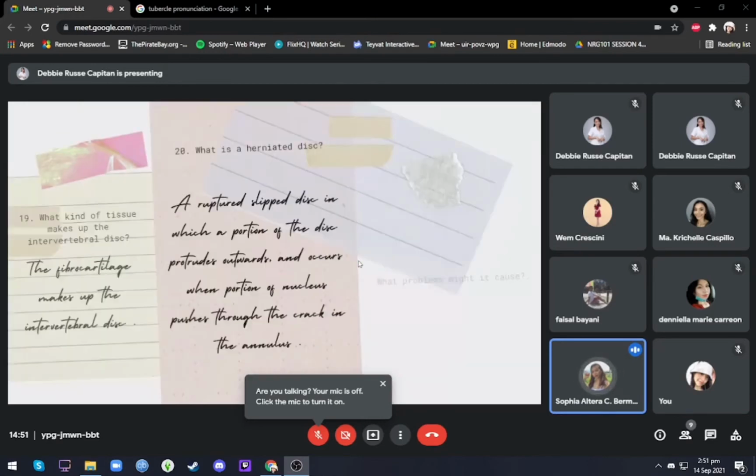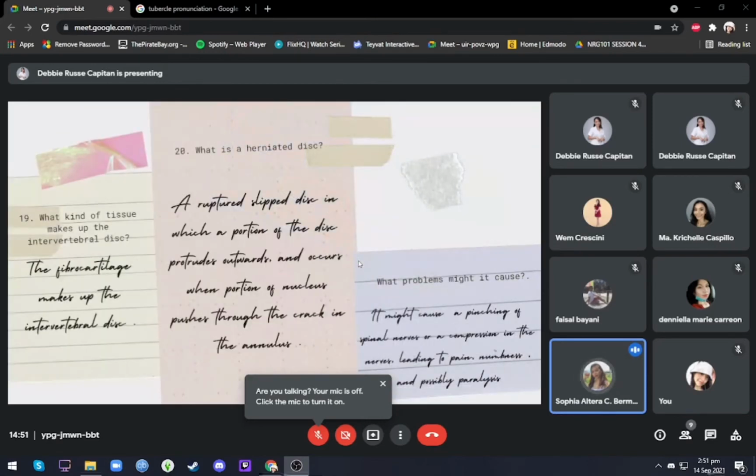Moving on to number 19. What kind of tissue makes up the intervertebral disc? Our answer is that fibrocartilage makes up the intervertebral disc. Number 20, what is a herniated disc? A ruptured slipped disc in which a portion of the disc protrudes outwards, and it occurs when a portion of the nucleus pushes through a crack in the annulus.